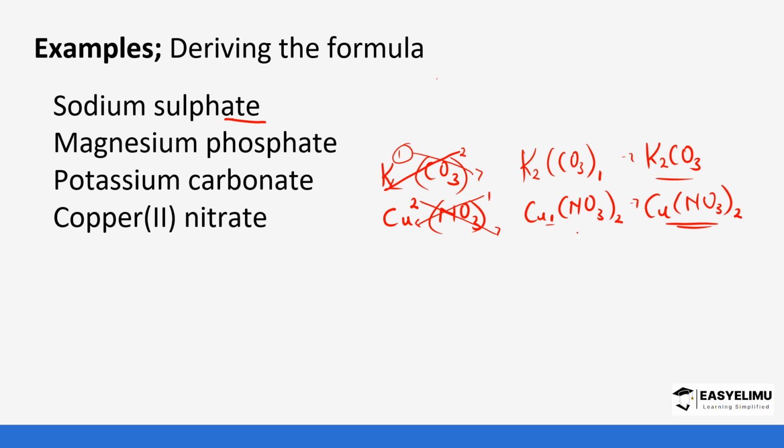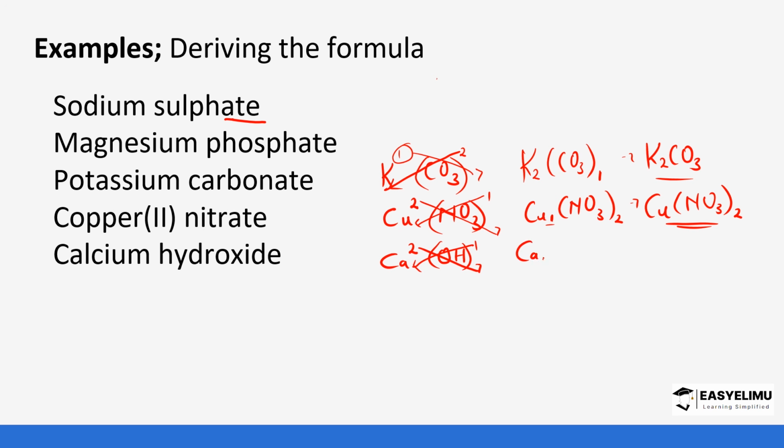Then calcium hydroxide, calcium valency is 2, hydroxide valency is 1, it's a polyatomic. You crisscross the valencies, so it becomes calcium 1 and then hydroxide 2. So you can see this is 2 outside the bracket, so we have to keep the bracket. So it becomes calcium hydroxide.